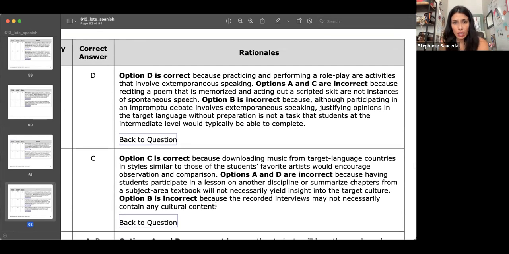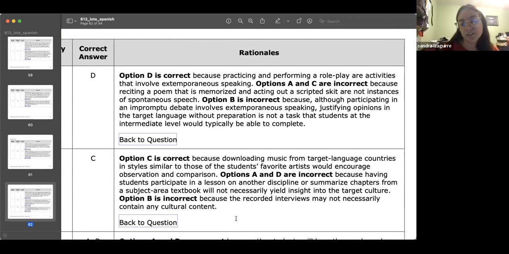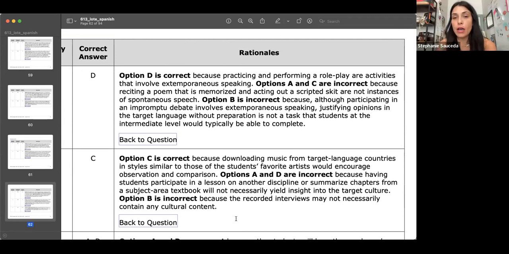So let me see. Oh, because the recorded interviews may not necessarily contain any cultural content. So they might not give them any cultural information, but with music they can talk about similar styles, and that's a cultural nuance, right? Like reggaeton or something else. You have them think about it in those terms. So you see, again, you got it.